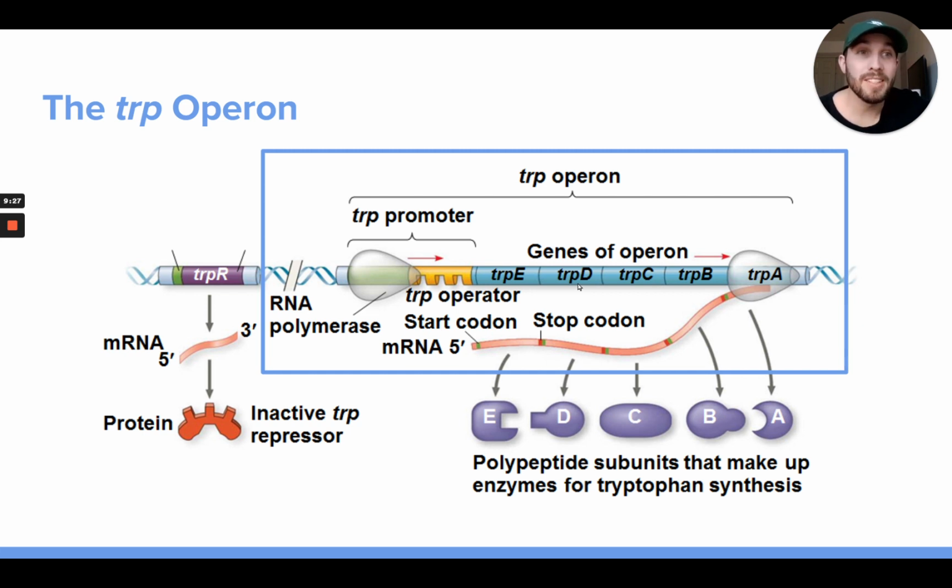By the way, in eukaryotic cells, this would never happen. In eukaryotic cells, all of your genes have their own promoter. Never in eukaryotic cells do we see multiple genes sharing the same promoter sequence. This is something that's specific to prokaryotic cells, where we sometimes see groups of genes sharing the same promoter, like this situation right here.